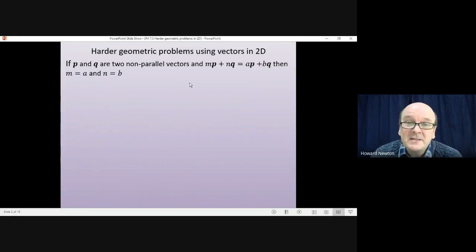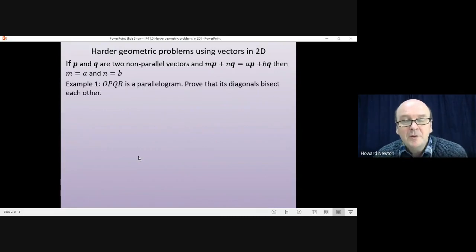And it uses this idea: if p and q are 2 vectors which are not parallel to each other, and you have one linear combination of them, so m times p plus n times q, and we know that that is equal to another linear combination of them, a times p plus b times q, then that is only possible if m equals a. So the coefficients of the vector p must be the same as each other, and n equals b, the coefficients of the vector q. Okay, let's have a look at an example where we use this idea.